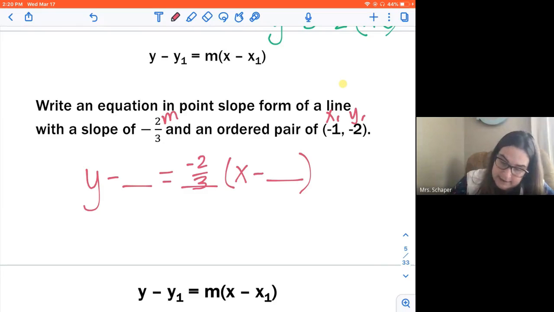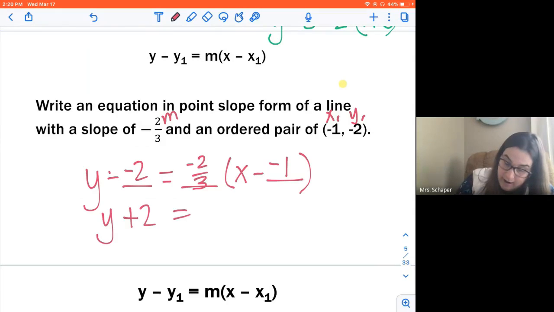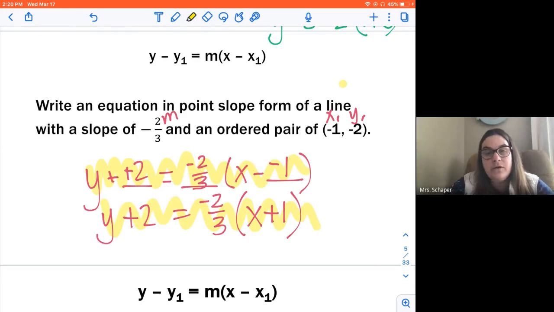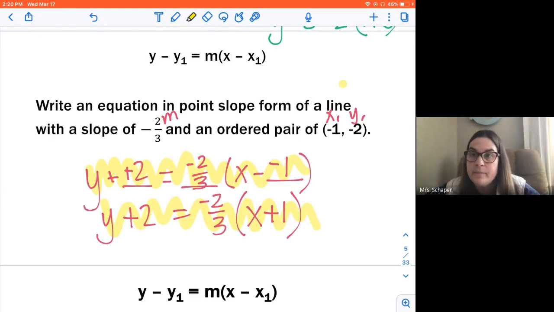And my x sub 1 is negative 1 and my y sub 1 is negative 2. So I've got y plus 2, because I'm adding up, is equal to negative 2/3 times the quantity x plus 1. Either one of these is going to be completely acceptable.